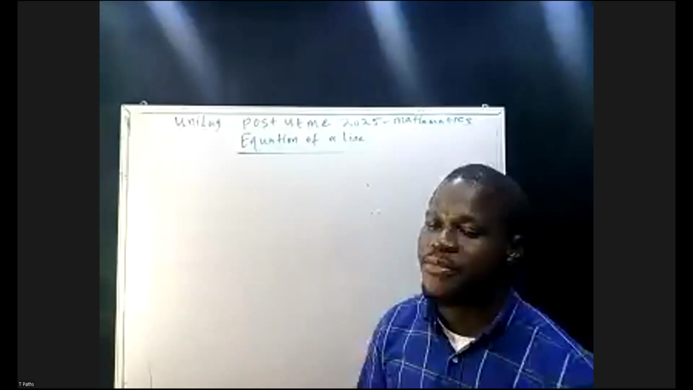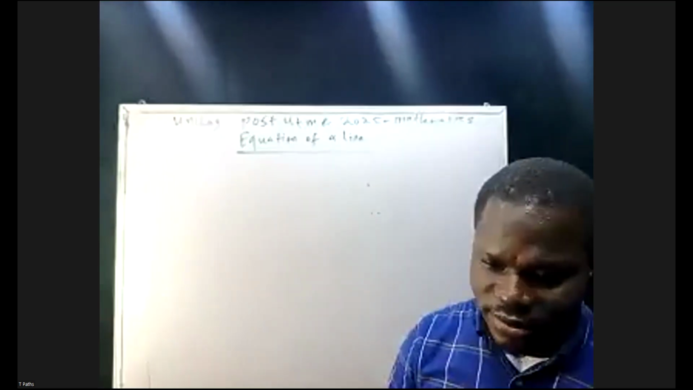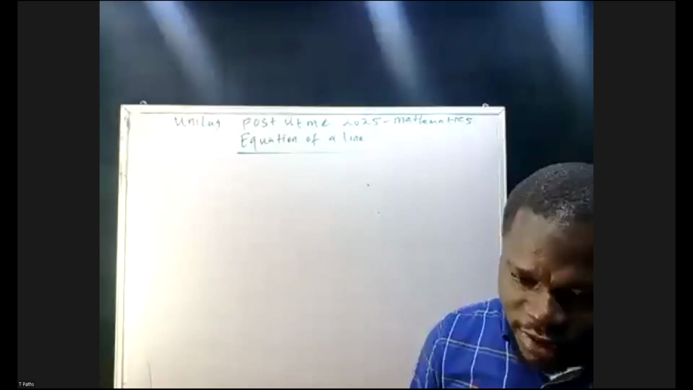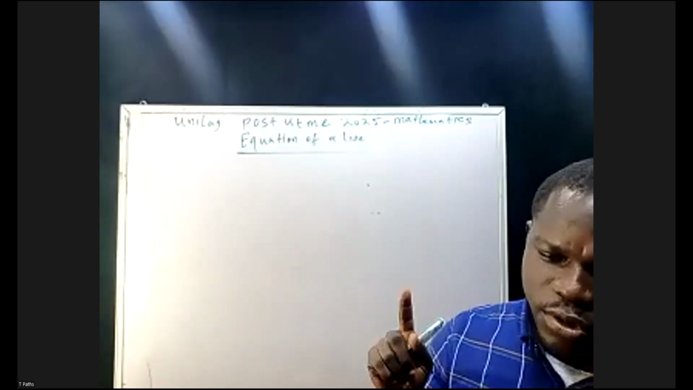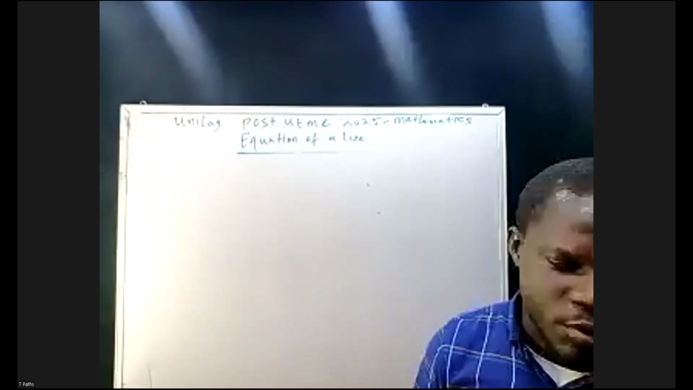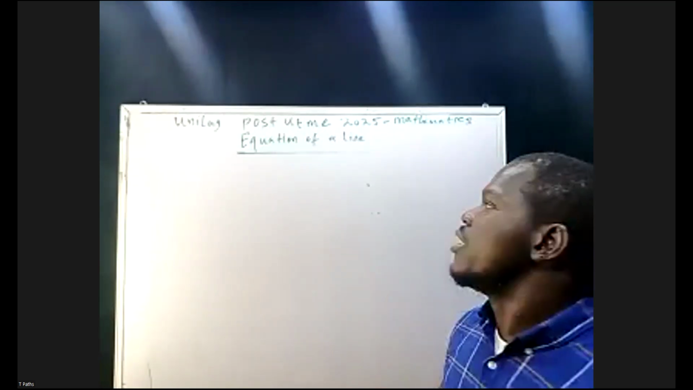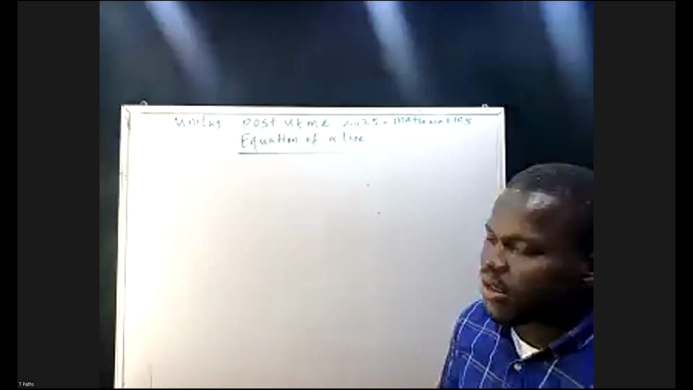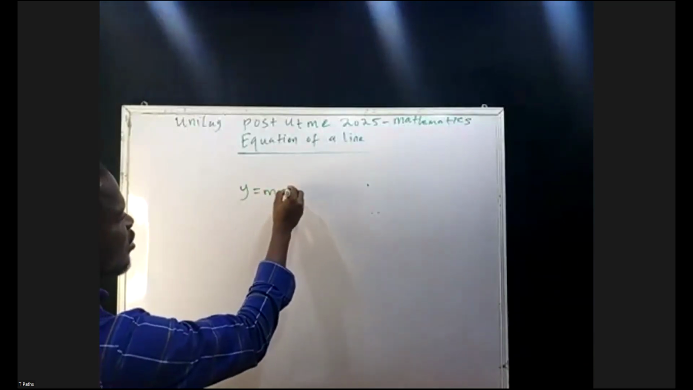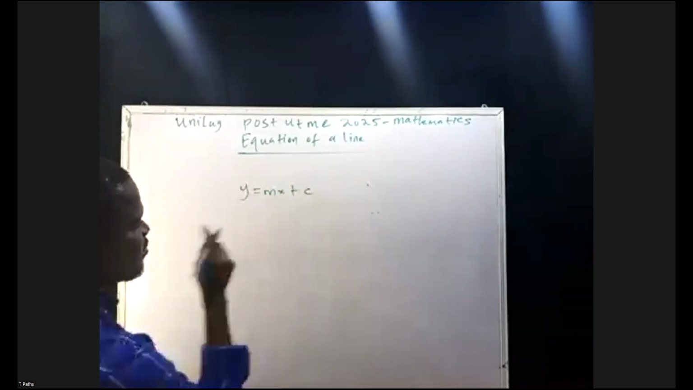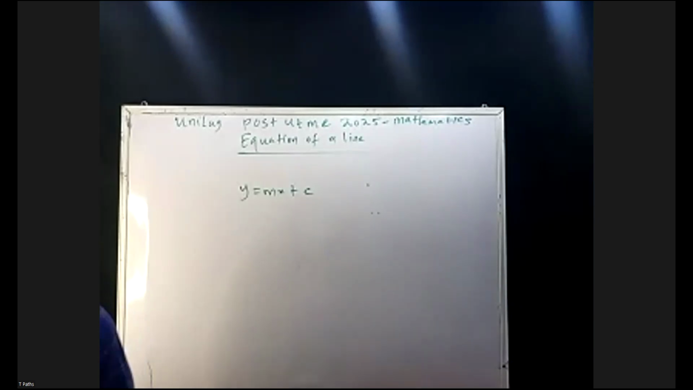Last class, we talked about coordinate geometry. We've talked about midpoints. We talked about the distance between 2 points. We talked about some other things. But today we want to focus on the equation of a line. Now, the general expression for an equation of a line is this: y equals mx plus c.